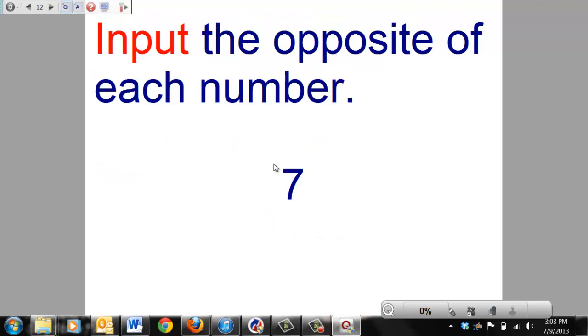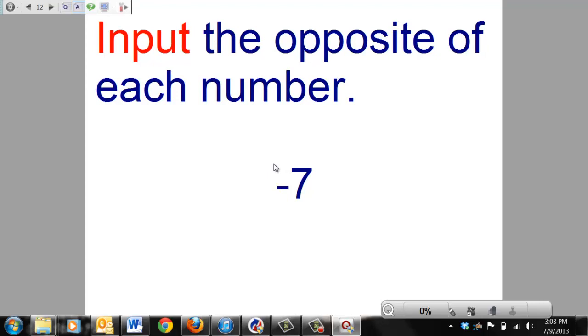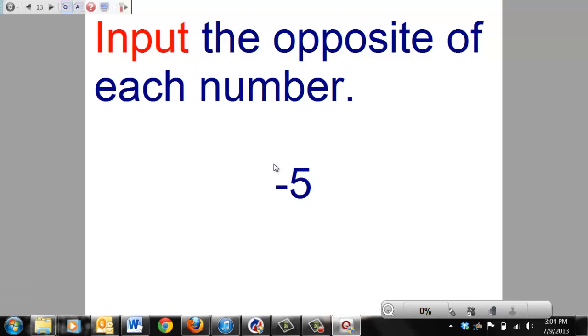What's the opposite of 7 going to be? Negative 7. Wow, this is hard stuff, Mr. Reitz. I don't know how we're going to ever handle advanced math. Fear not, it will get more challenging. The opposite of negative 5? Positive 5. Yep, hard stuff. Not really.